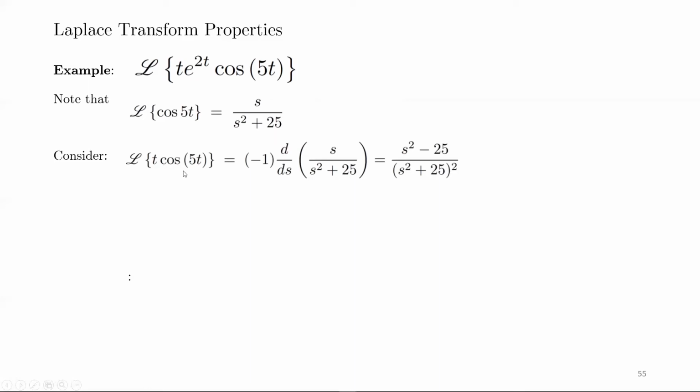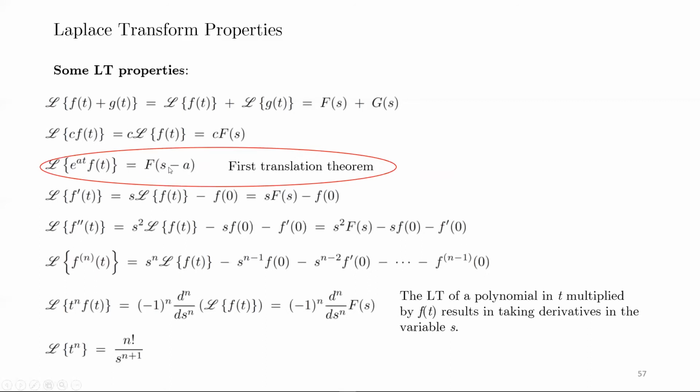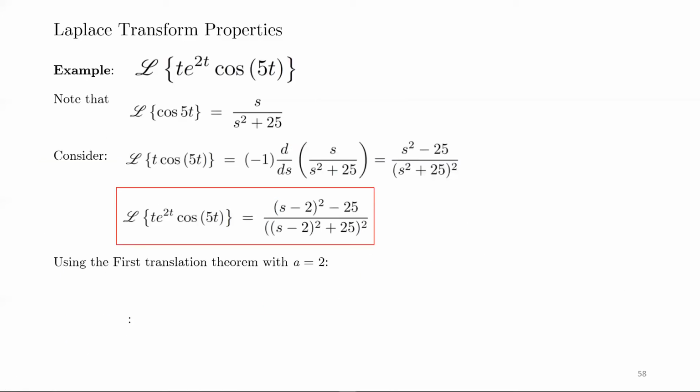So now we've used that polynomial property to find the Laplace transform of t times this cosine. But now we need to use the first translation theorem to find what this thing is, t times cosine 5t times e to the 2t. Okay, so first translation theorem with a equal to 2. Wherever we see an s in the function F of s, we're going to replace that with s minus a, or in our case, s minus 2.